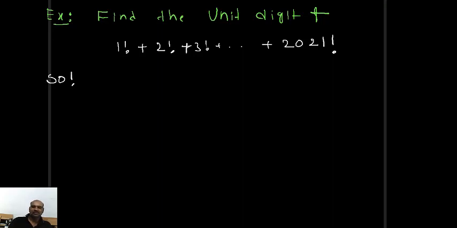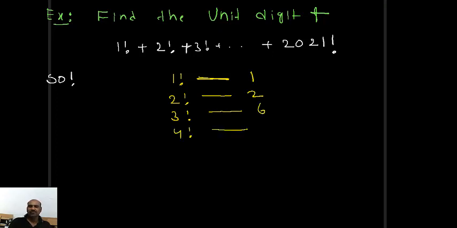Observe, students: 1 factorial is 1. 2 factorial means 2 only. 3 factorial means 6, that is 1 into 2 into 3. 4 factorial means 1 into 2 into 3 into 4, that's 24. 5 factorial means 1 into 2 into 3 into 4 into 5, that is 120.